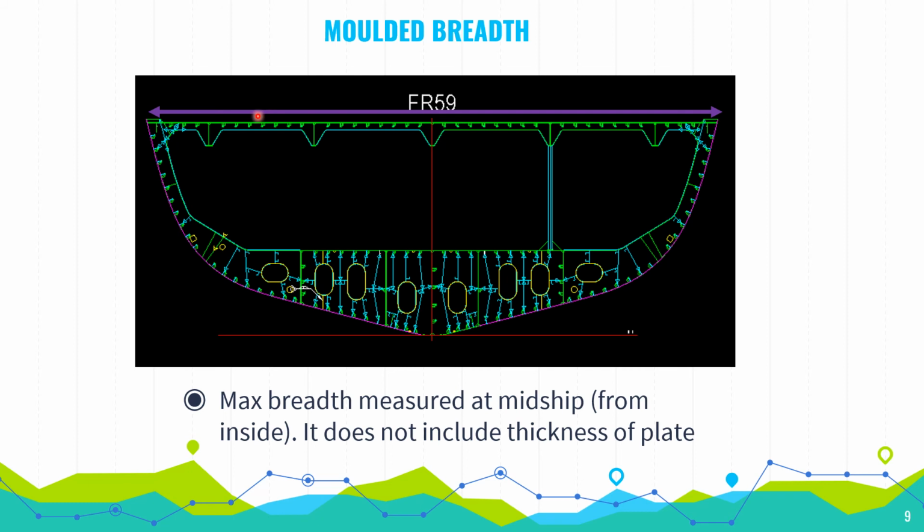So beware that this molded breadth does not include the thickness of the plates. So I have drawn this line. This is indicating the thickness of plates. So thickness is not part of the molded breadth on both of its sides. Molded breadth is actually the maximum breadth measured at midship from inside. It does not include the thickness of plate.